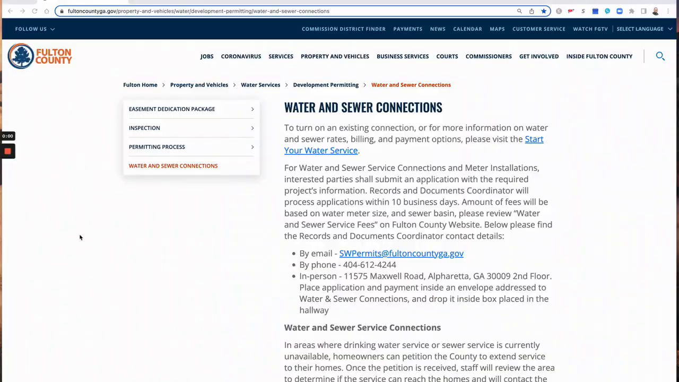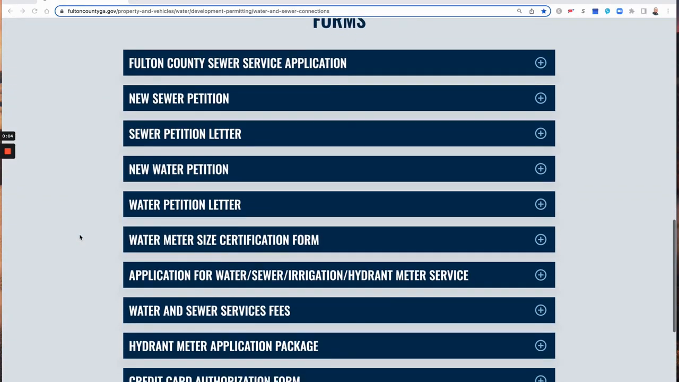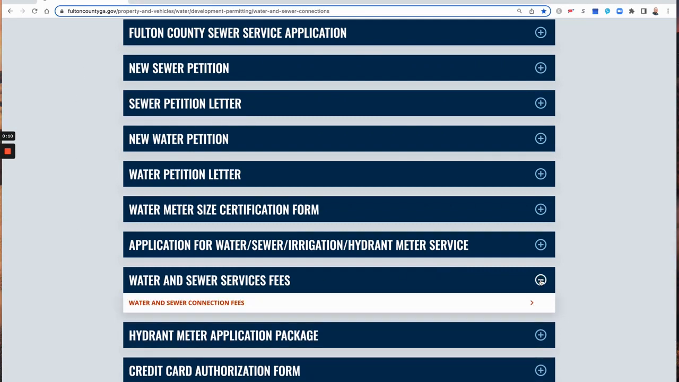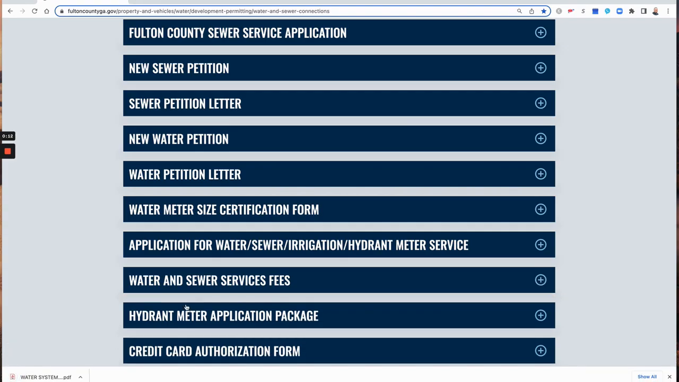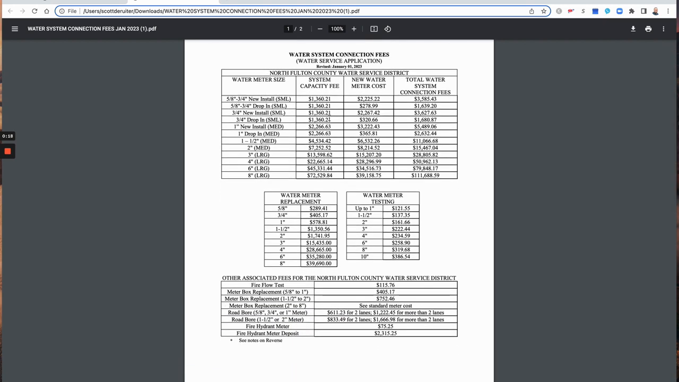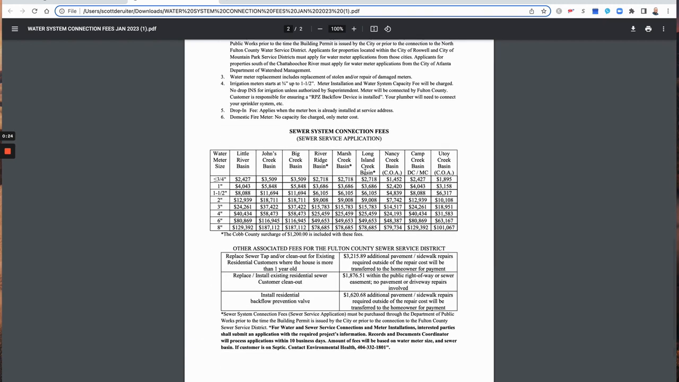So let's start off with cost. I went out to the Fulton County website and I said, okay, how much is the application cost for a connection to sewer and to water? And what I found is it varied anywhere from like $2,500 to $3,500 for the connection for the sewer and $2,500 to $3,500 for the connection for the water, just depending on the size of the water main you were connecting.